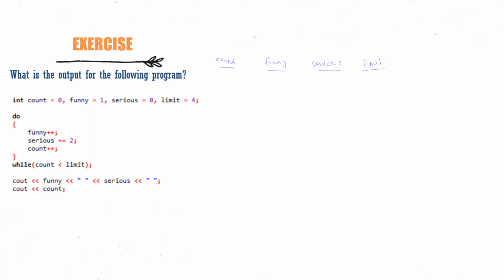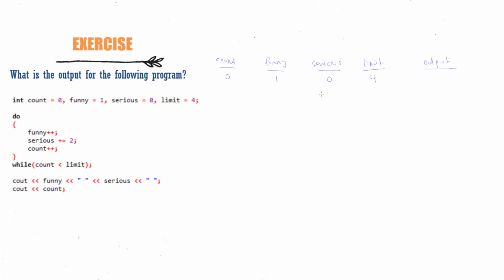Okay, so in our first line of code, we have count equals 0, funny equals 1, serious equals 0, and we have limit equals 4. And we will also have our output. So this is what we're trying to get. All right, so you will notice that it goes into do. When you have do, it must do the coding first.